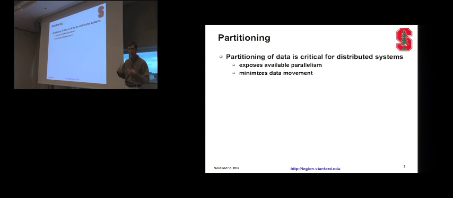And the other thing is, there's inevitably going to be communication in any kind of distributed application, but you want to be able to minimize that data movement. If I can describe what data things are using, I can better move precisely what's needed for a given computation to the place that's going to do it.